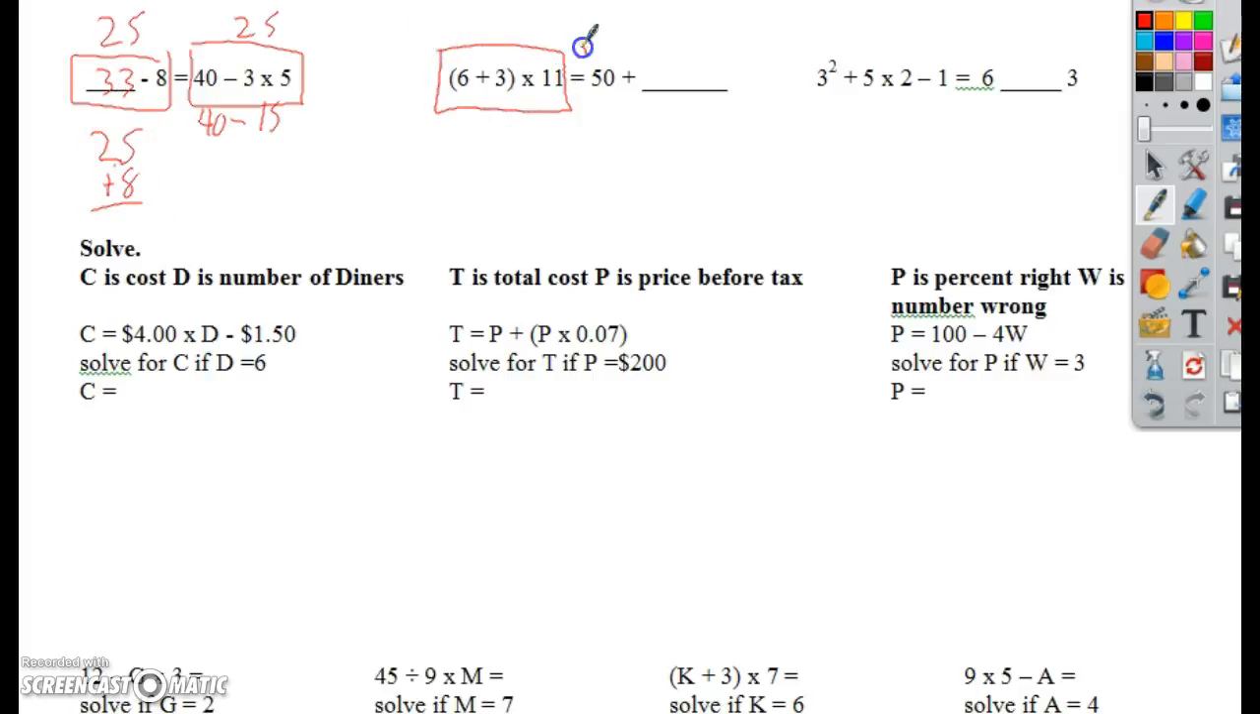Box both sides. Do the parentheses first. 6 plus 3 is 9. 9 times 11 would be 99. 50 plus what gets me to 99? Do I want this number bigger or less than 99? I want it to be less, because if it's bigger, we're already over 99. So 99 minus 50 gets me to 49.